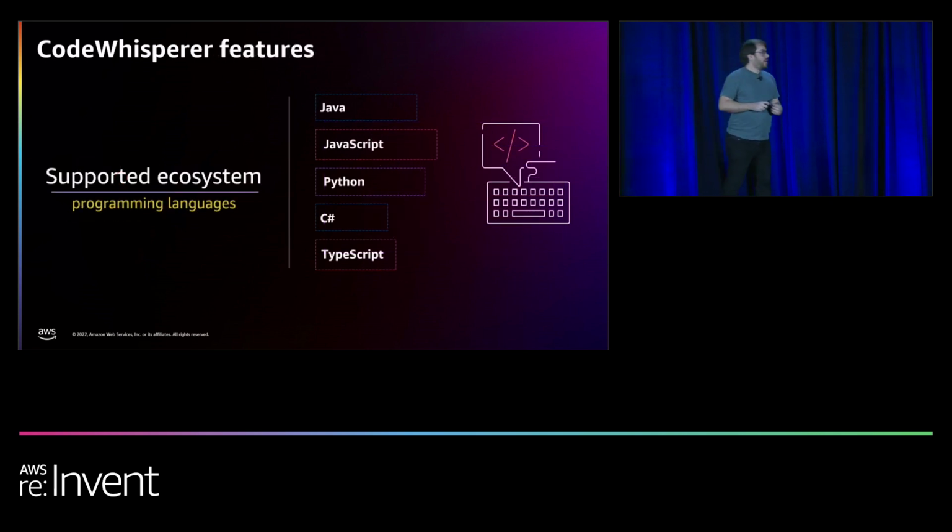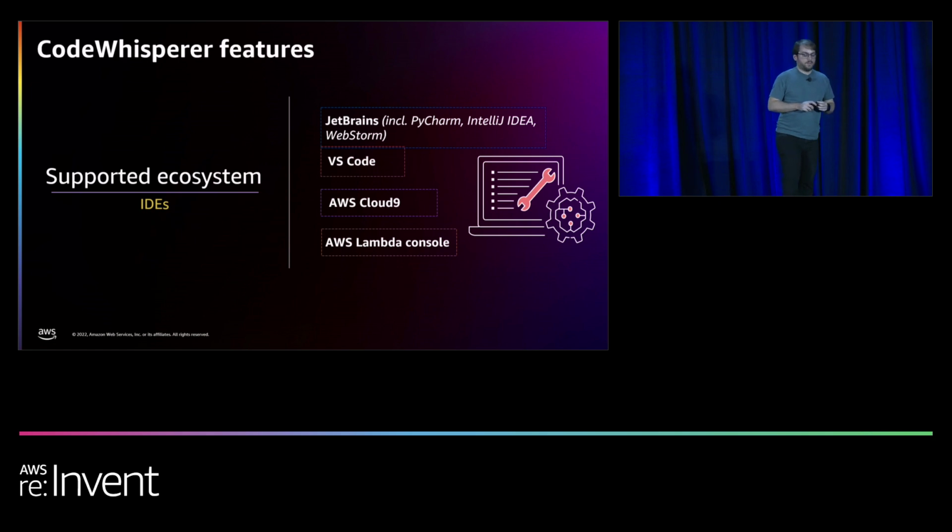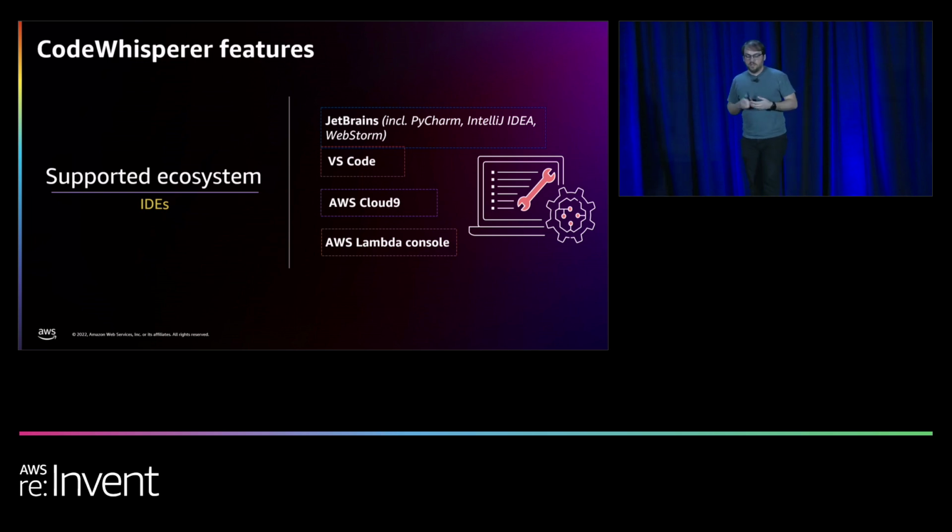In terms of programming languages, we already support Java, JavaScript, and Python, and we just announced support for C# and TypeScript. As far as IDEs, we already support VS Code, also the JetBrains family, including PyCharm, IntelliJ, WebStorm. We also support AWS Cloud9, and you can also benefit from CodeWhisperer directly from the AWS Lambda console if you're editing code from there.